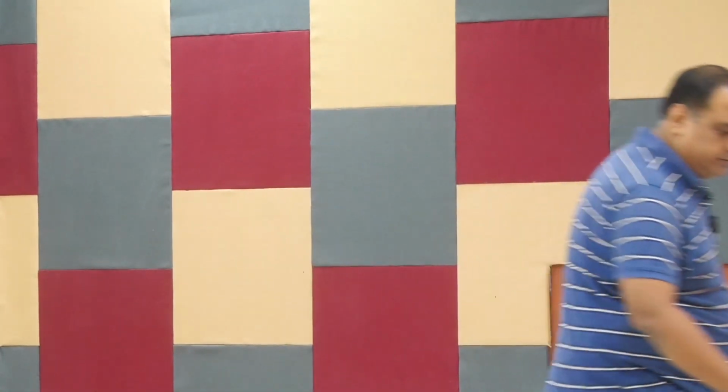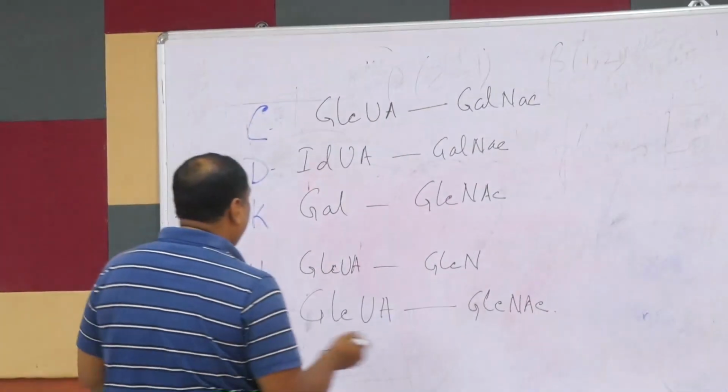Then galactose comes here, crisscross, K for cross. So galactose comes here, glucose goes there, right hand side. So this is N-acetyl galactose plus N-acetyl glucosamine. Then both glucuronic acid and glucosamine, and then both glucuronic acid and N-acetyl glucosamine. Clear? Now we start with bonds.